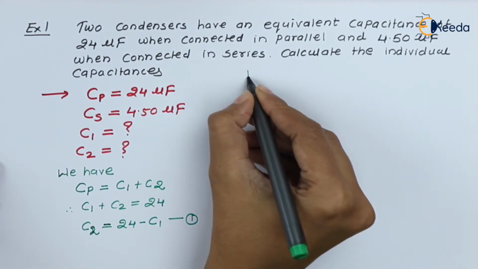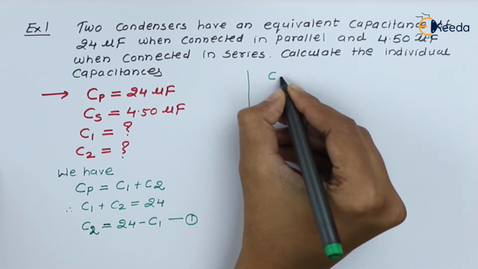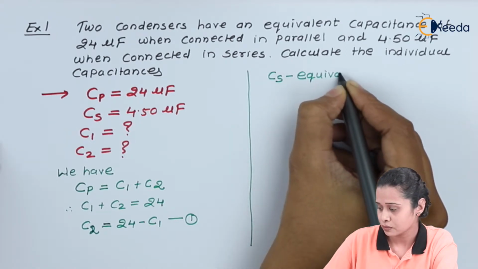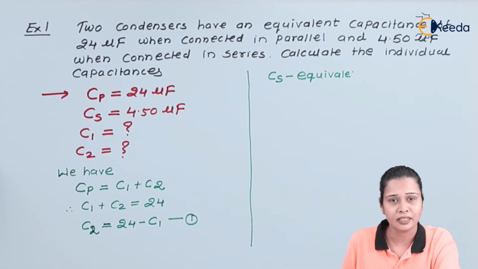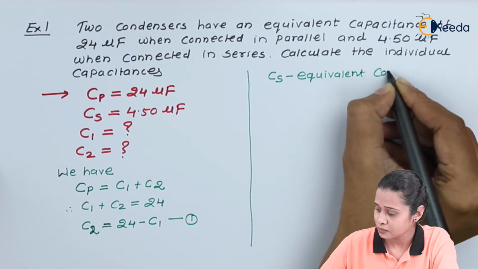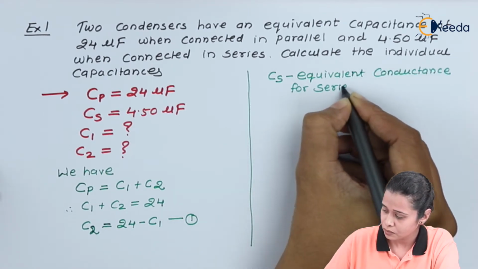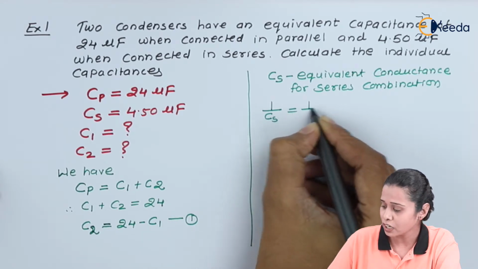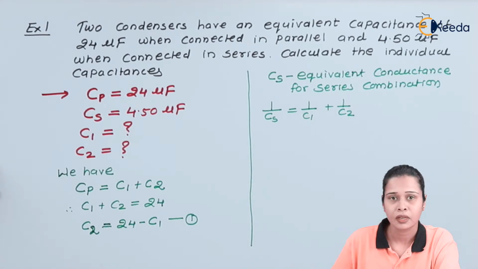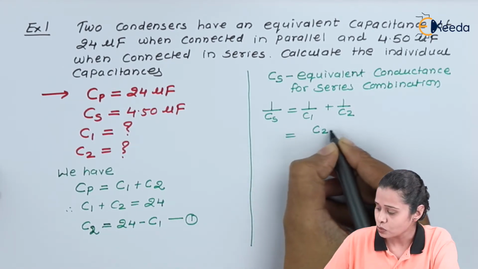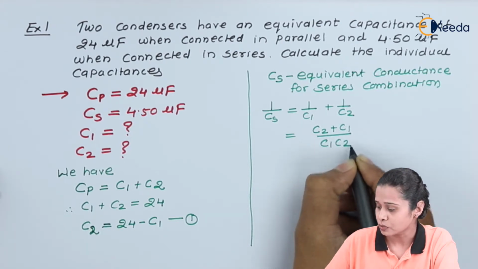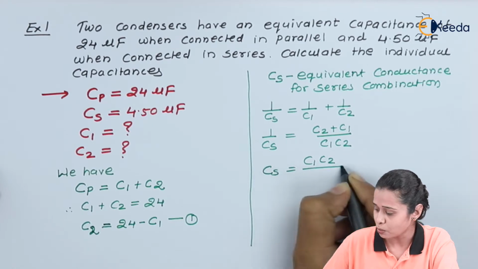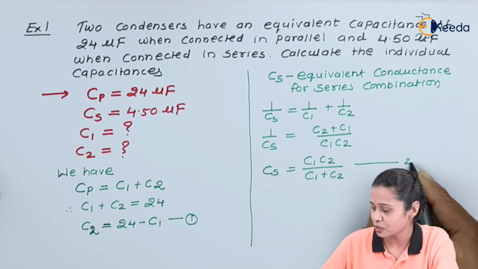Now, we know CS is the equivalent capacitance for series combination. Hence, here we have 1 upon CS is equal to 1 upon C1 plus 1 upon C2. If we solve this, we will get C2 plus C1 upon C1 C2, equals 1 upon CS. Hence, we can write CS is equal to C1 C2 upon C1 plus C2. Let us say equation number 2.